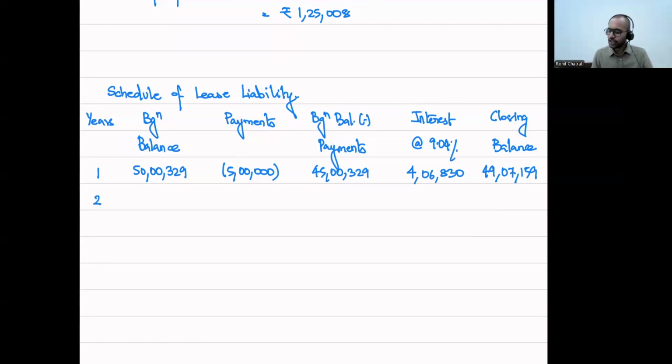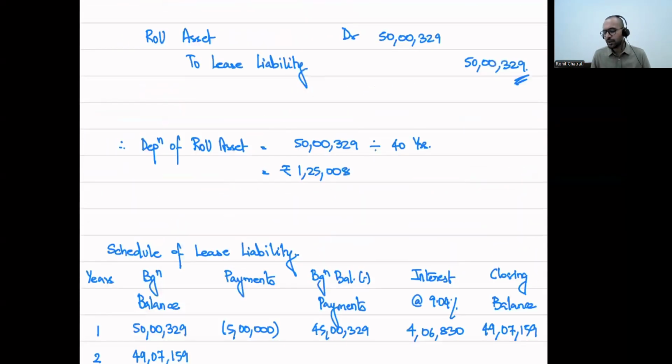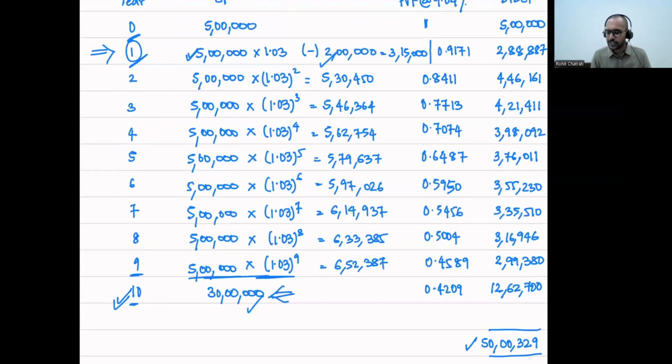For year two, the beginning balance is going to be the same as the ending balance of year one. The ending balance of year one will become the beginning balance of year two, which is 49 lakh 7,159. At the beginning of year two, we made a payment of 5 lakhs multiplied by 1.03, but we also received a cash flow of 2 lakhs, and therefore the net payment that I've made is 3 lakh 15,000.